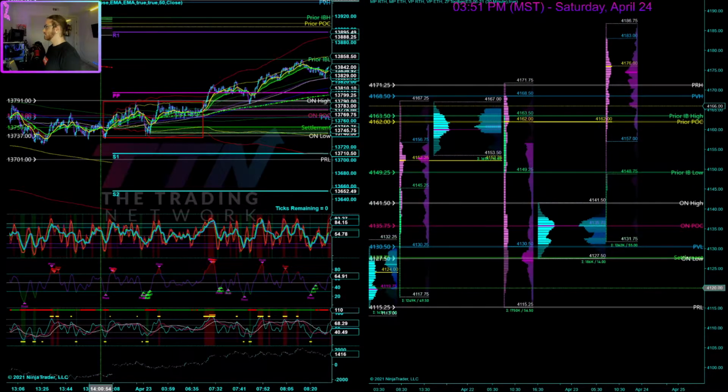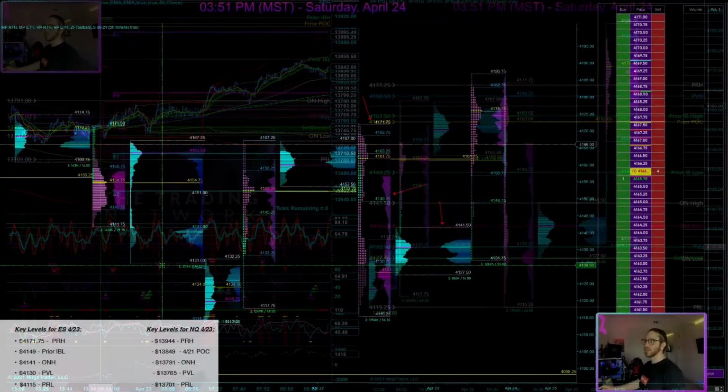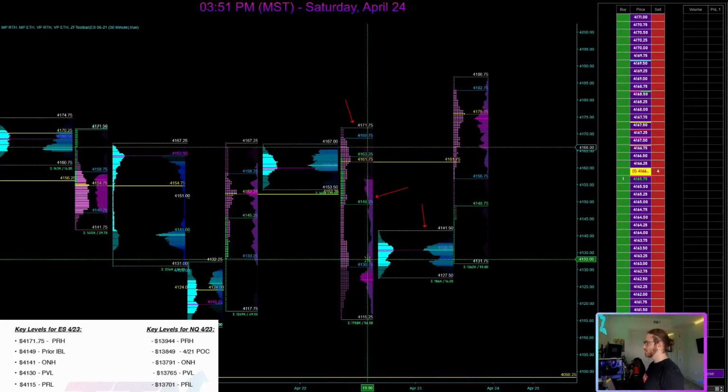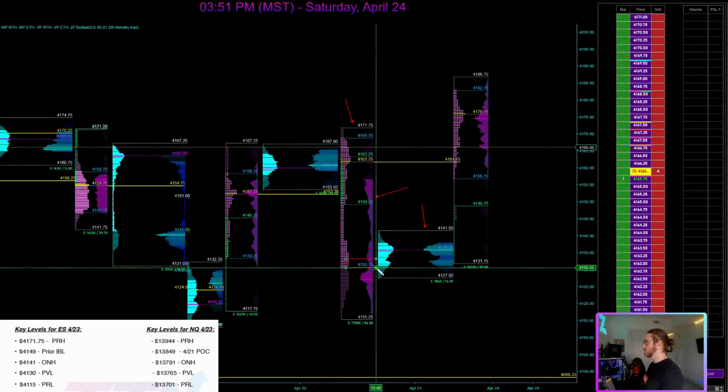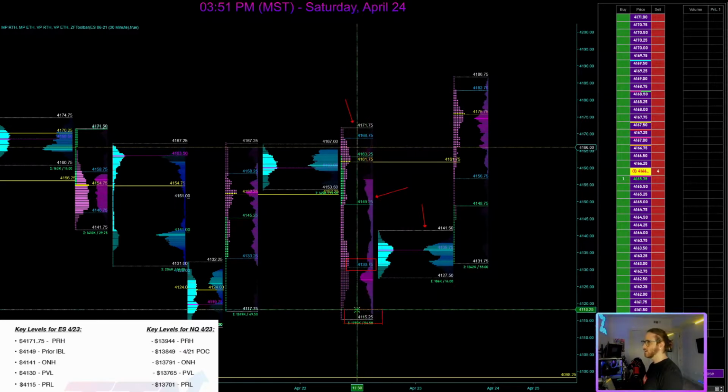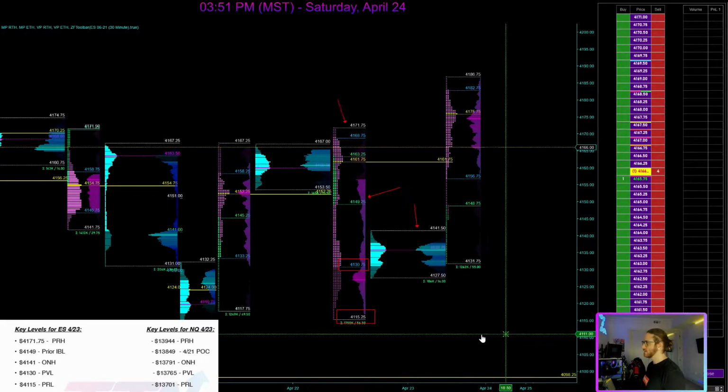And aside from that, the fourth key level that I was interested in was the prior value area low. You can see that the prior value area low is right down here at this 41.30.75 level. And last but not least, I was looking at the prior range low at 41.15.25 down here.